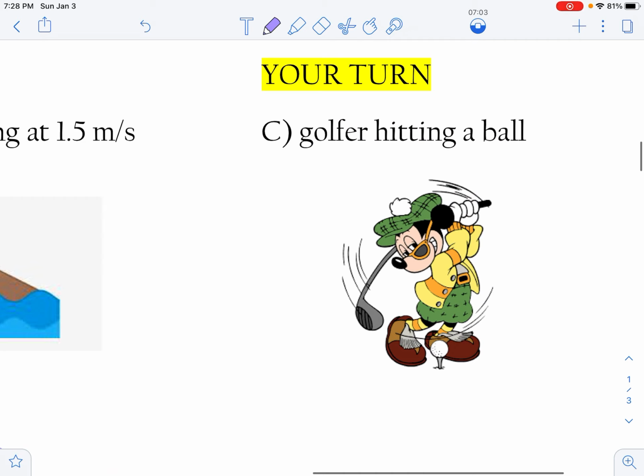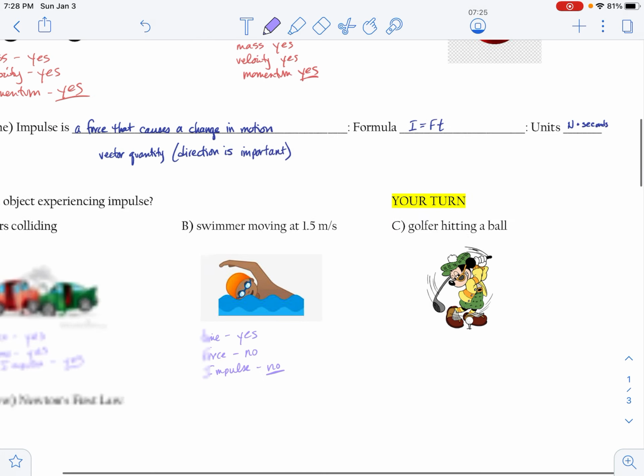All right, your turn. A golfer hitting a ball. Is that ball experiencing an impulse? So stop the recording, fill in your answer, decide, is that ball going to experience an impulse? All right, good for you.